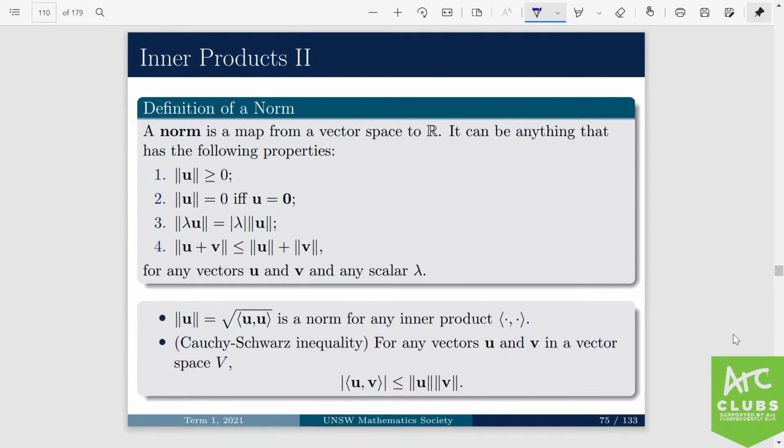Additionally, this tells us the connection between norms and inner products. Often we can take the square root of an inner product and that will give us a norm. The Cauchy-Schwarz inequality comes up from norms and inner products. But in terms of the final exam, you don't really need to know these.